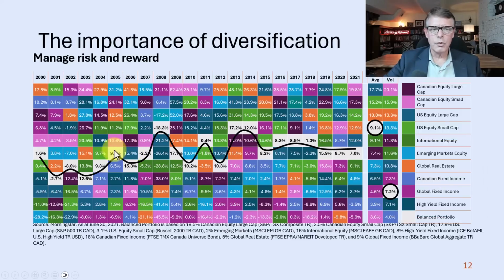I just want to show you a slide that talks about the middle-term timeline. And I think this is a great illustration around the importance of diversification. So this particular table looks at returns by asset class from 2000 through to 2021. And it's looking at Canadian large cap stocks, Canadian equity, small cap stocks, U.S. equity investments, international equity, global real estate, emerging markets, Canadian fixed income, global fixed income, and high yield fixed income. And the last category is what we refer to as a balanced portfolio.